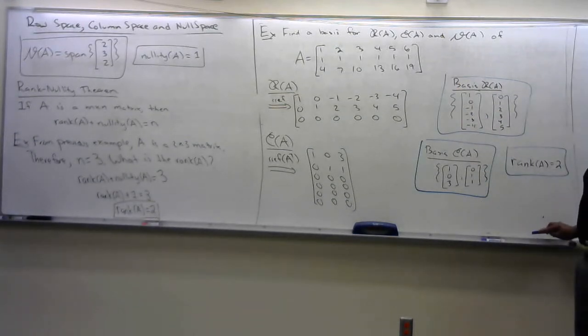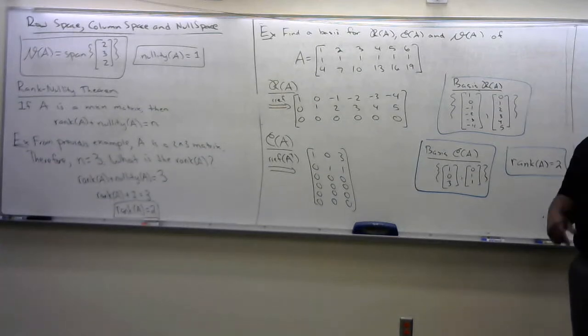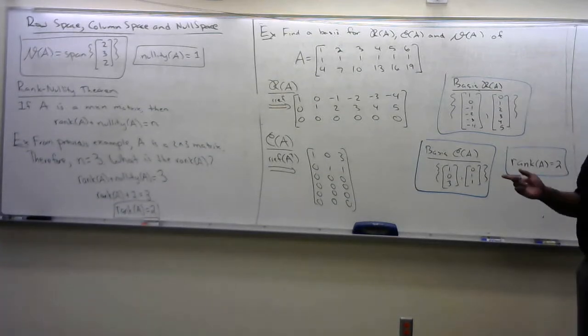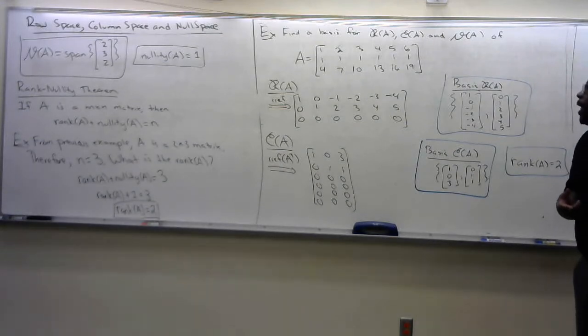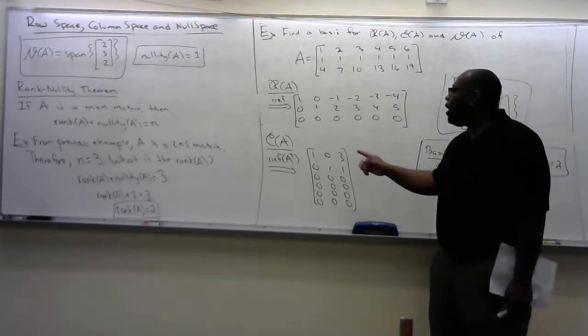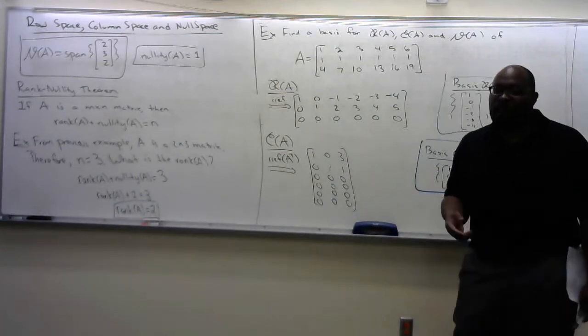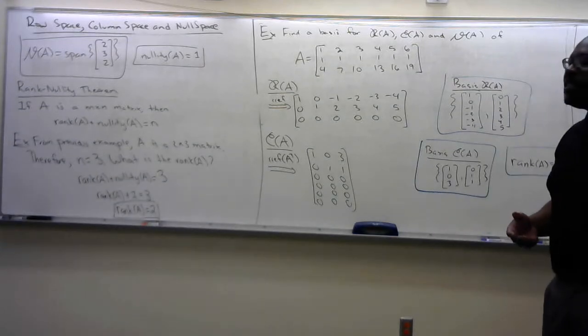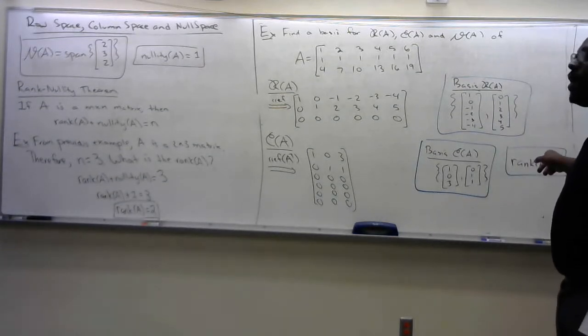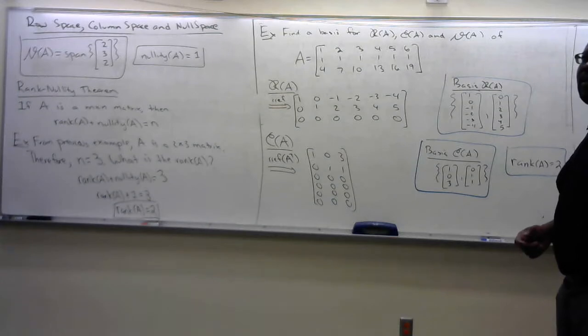Now that I know the rank of A is 2, what is going to be the nullity of A? That is going to be related to the number of columns I have. So let's see, how many columns do I have? 1, 2, 3, 4, 5, 6. So I have 6 columns. That's going to be my n. n is equal to 6. I have rank of A equal to 2, so 6 minus 2 gives me 4.